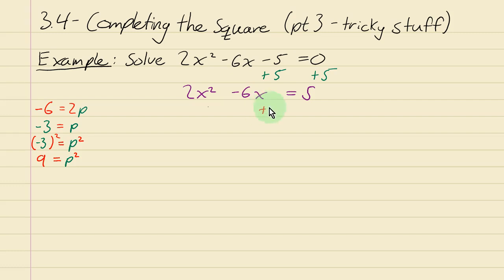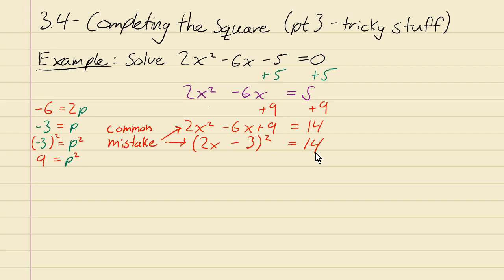So if you add 9 to both sides, you'll get 2x squared minus 6x plus 9 equals 14. And then you say, okay, I've got the 2p is negative 6 and the p squared is 9. So this should factor into 2x minus 3 squared equals 14. And this is the mistake.